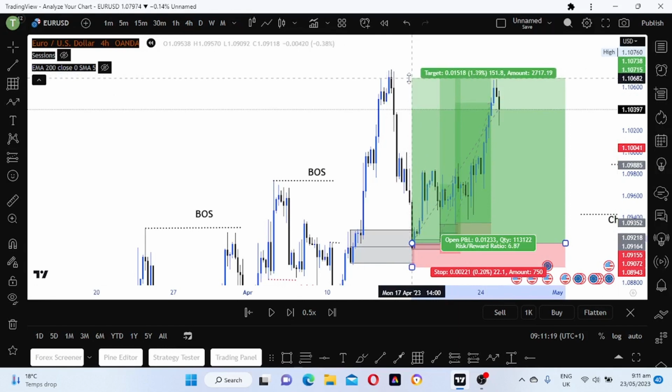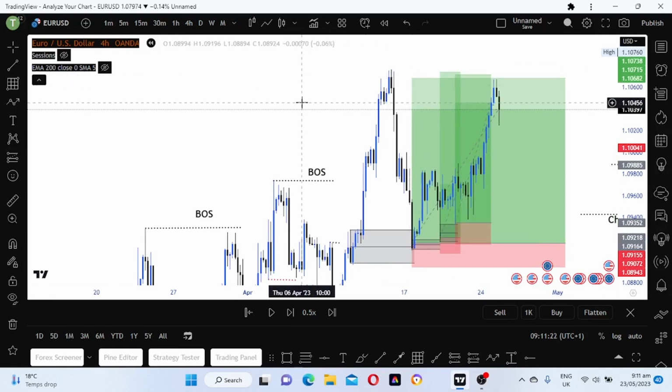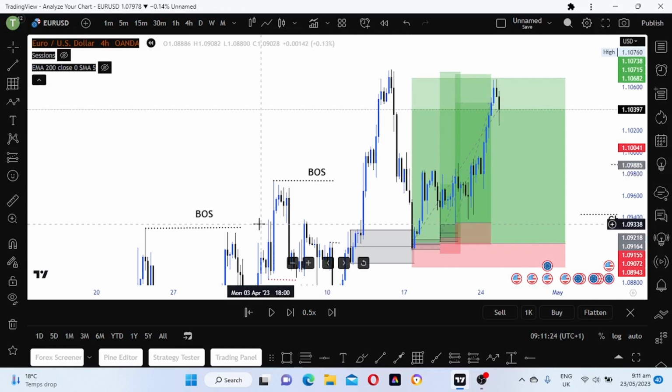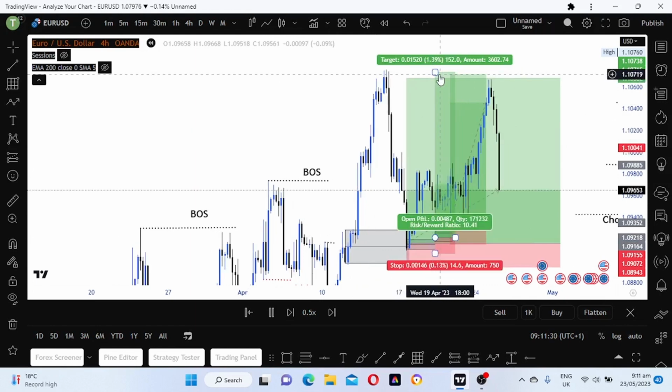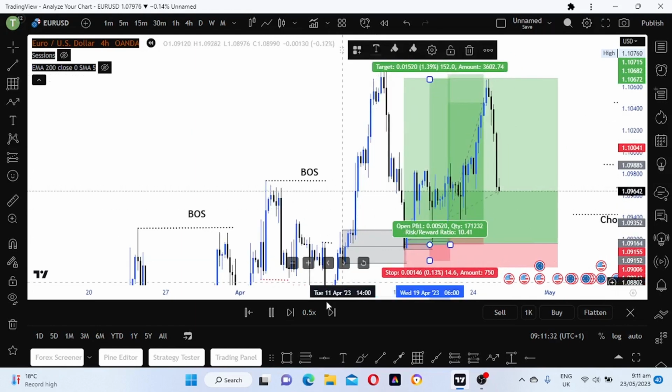Look, guys, our TP would have been smashed. You would have closed your trade, guys. As you can see, you would have closed your trades there, just there at that zone.